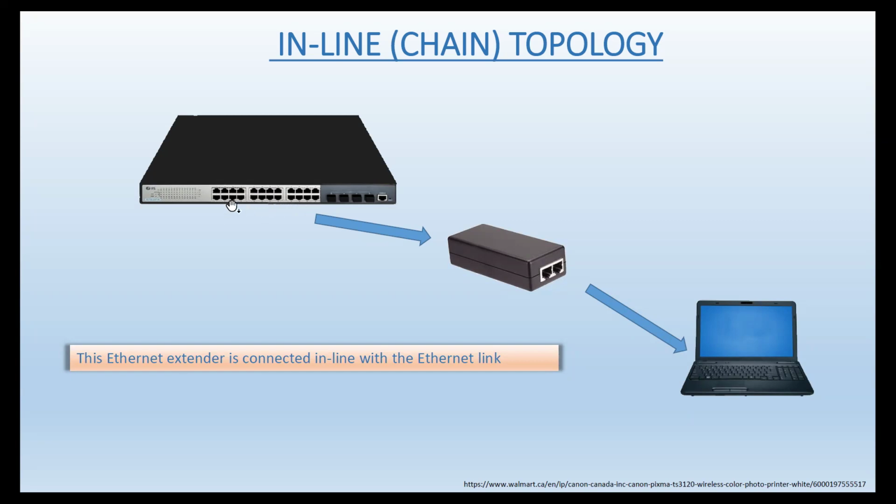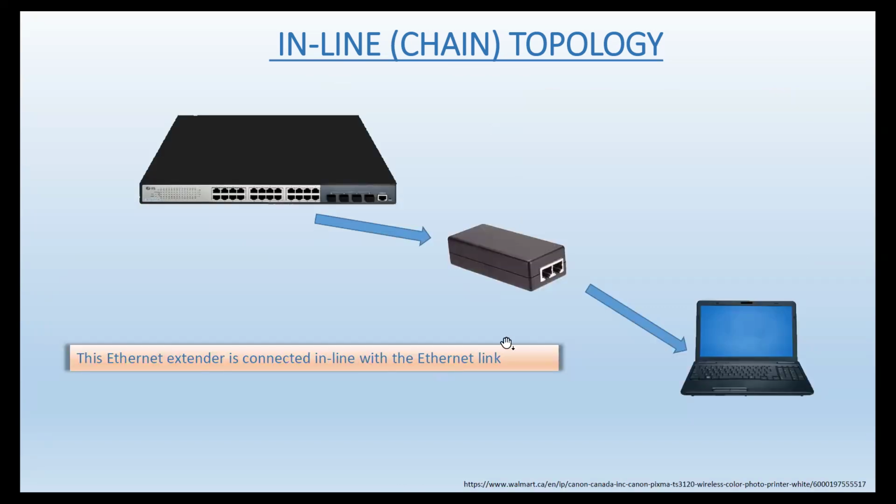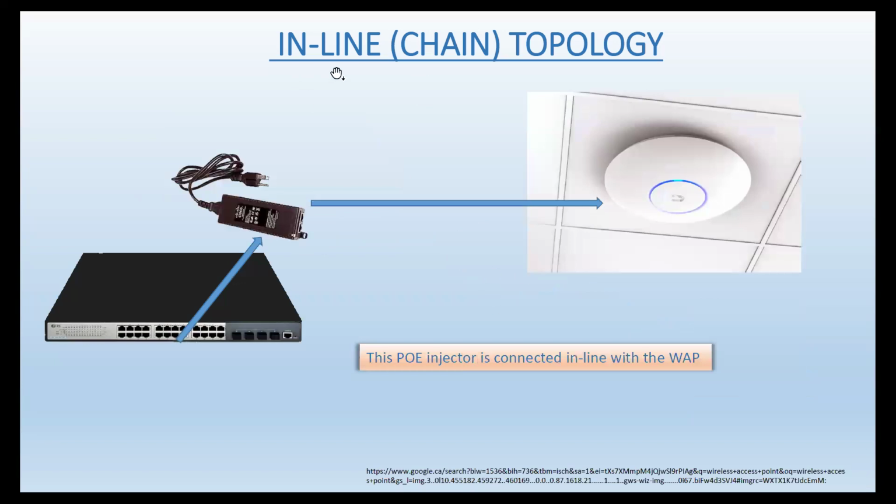So then again, you have to make sure what you're dealing with before you make those connections. All right, now, speaking of PoE, here's the inline or chain topology. This Ethernet extender is connected inline with the Ethernet link. Now here, another connection: this PoE injector is connected inline with the wireless access point, which is the Wi-Fi device.